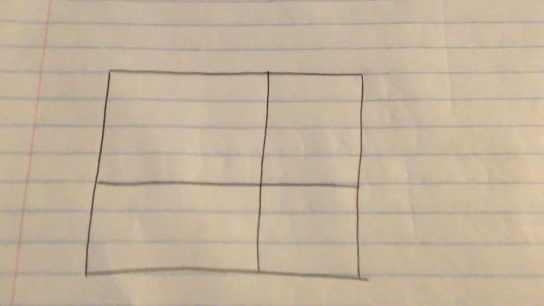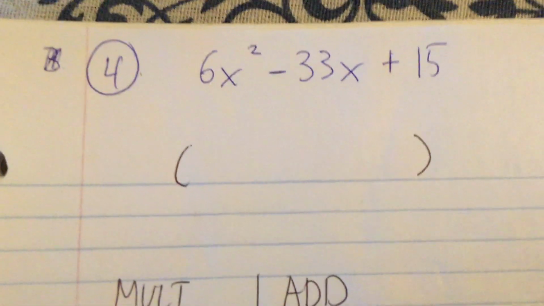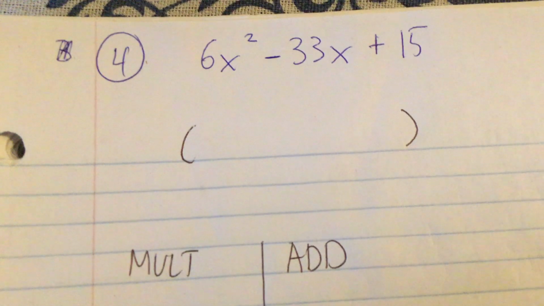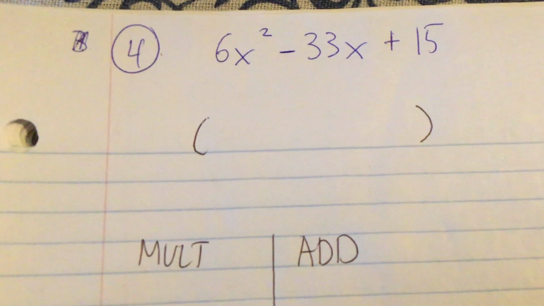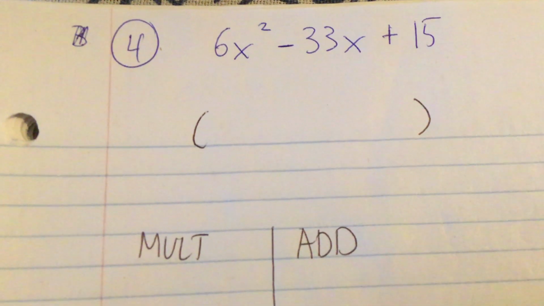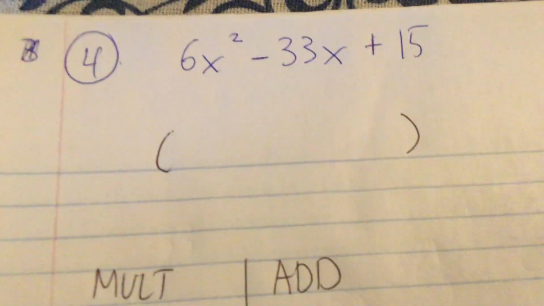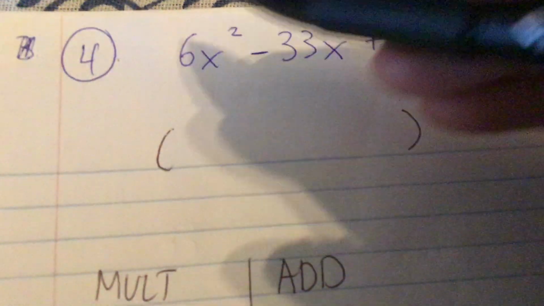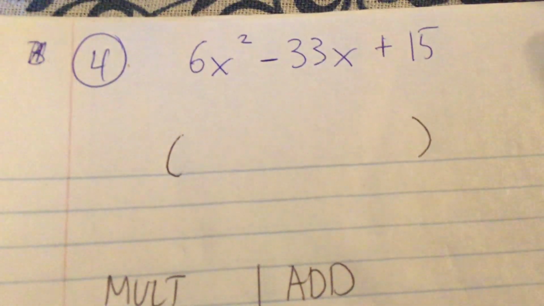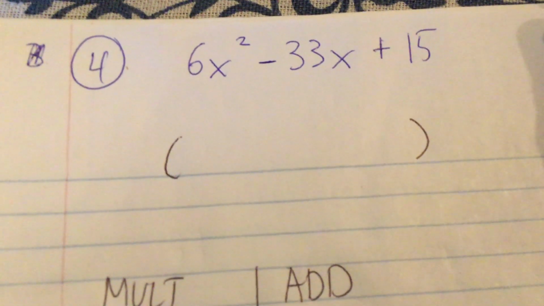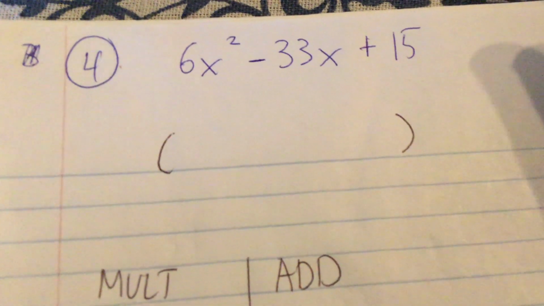Okay, so I'll come back to this piece of paper. So for now, 6x squared minus 33x plus 15. See if you can do this problem independently by pausing the screen. Okay, so first things first, can I factor something from 6x squared, negative 33x, and positive 15? Yeah, the GCF of 6, 33, and 15 is 3.